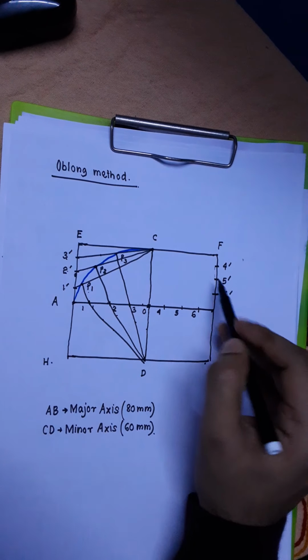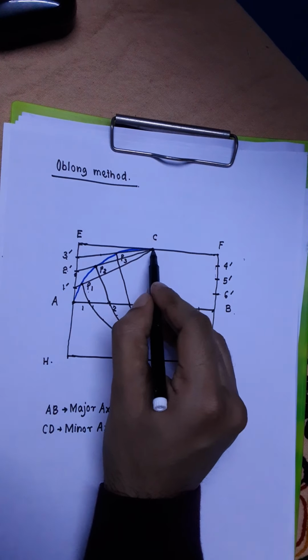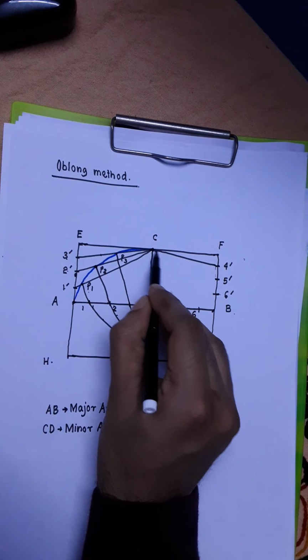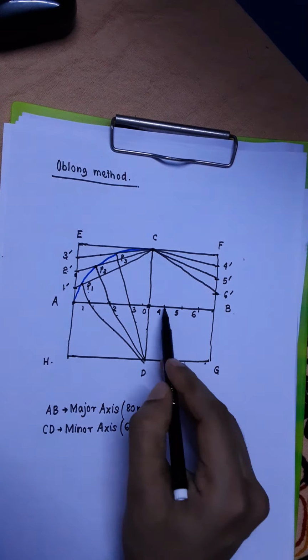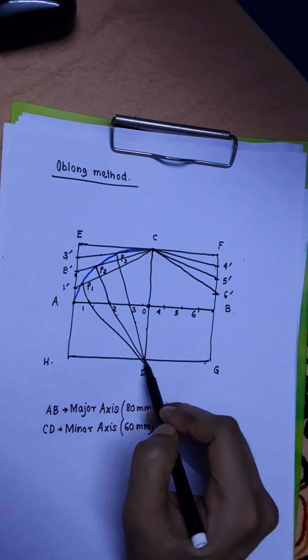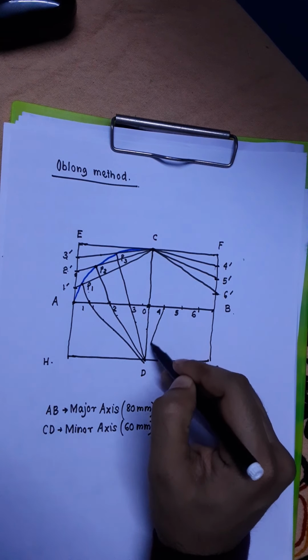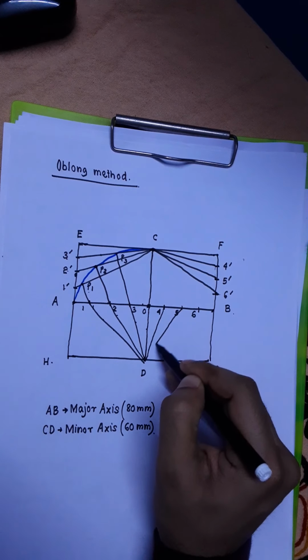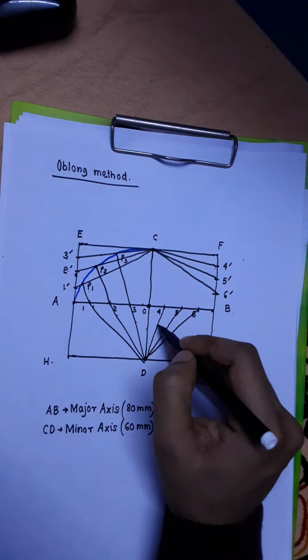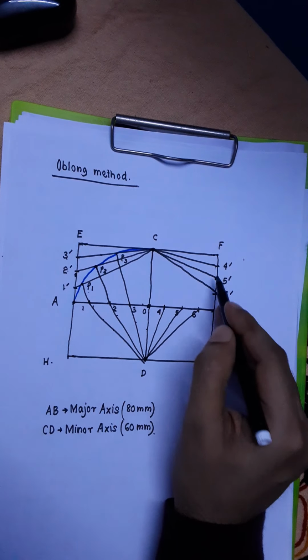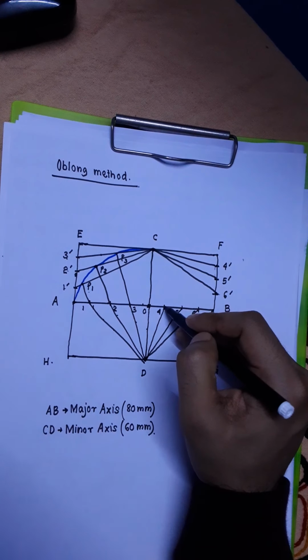Now these 3 points you have to join with this point. So do that. And these 3 points should be joined with this one. So do that. Now this line contains the number 4. This line also contains the number 4.